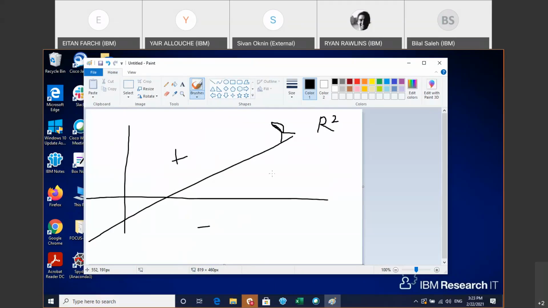Anyone who wants to play around with it, it's a nice exercise. And if you know the answer, then try to do it for RD as well. Once you know the answer for R2, the answer for RD will be easy to come up with.